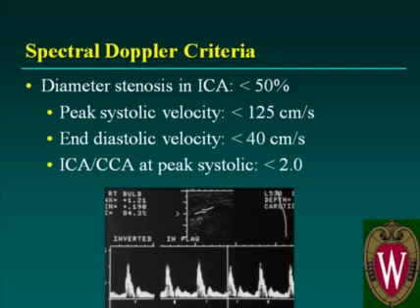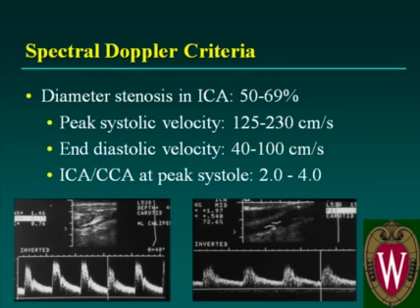The criteria that was agreed upon at that consensus conference is like this. A diameter stenosis in the ICA of less than 50%, which is to say a non-significant stenosis, is identified when the peak systolic velocity is less than 125 centimeters per second, the end diastolic velocity is less than 40 centimeters per second, and the ICA-CCA ratio at peak systole is less than 2.